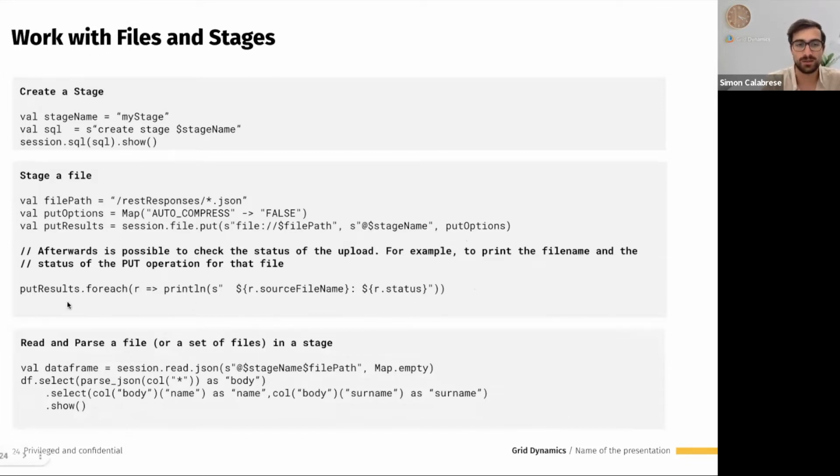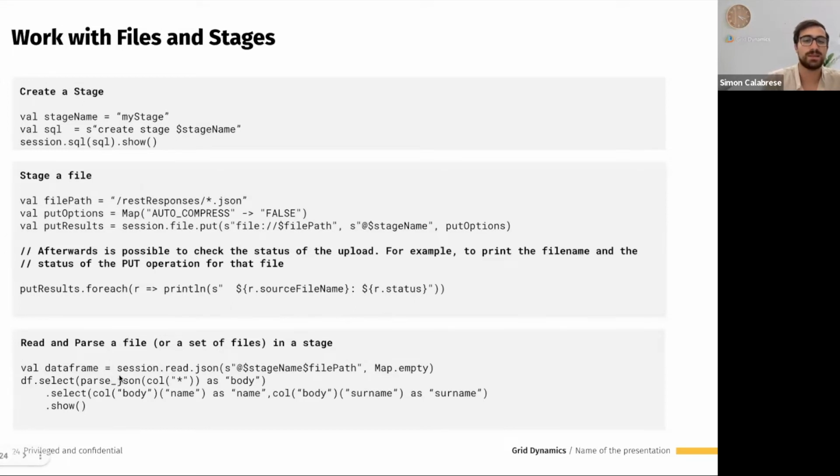Why do you need to know the result? Because the staging of the file is asynchronous. So in this case, you need to know when the file has been staged, and you can get it from this operation. So this put result can be run several times until the status is succeed.